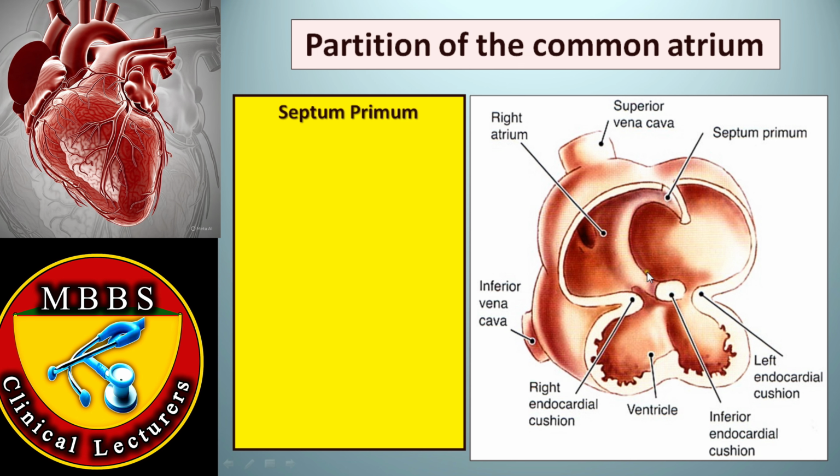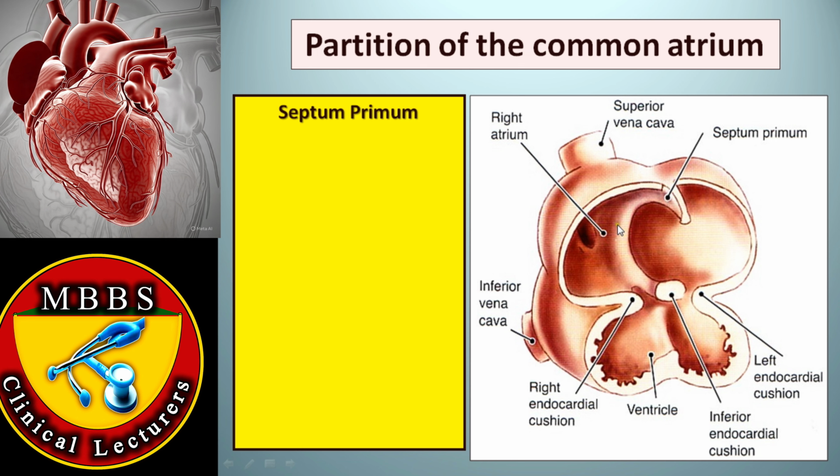Okay, so a hole persists initially between the two atria, and that is called the ostium primum. So the descending septum is the septum primum, and the initial opening in the septum primum is called the ostium primum. But when this septum primum completely reaches and closes that opening, another opening arises because of apoptosis in that septum, and that is called the ostium secundum.